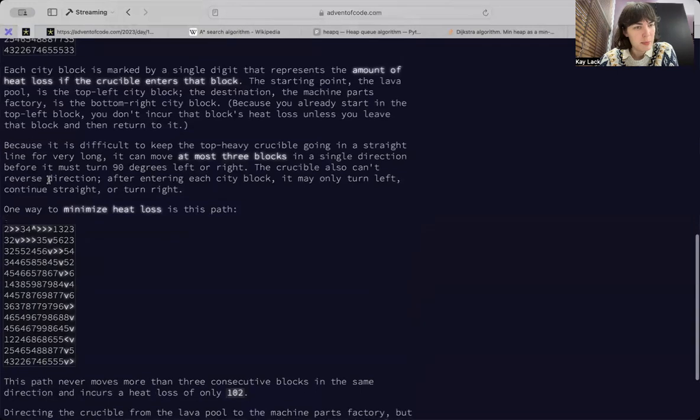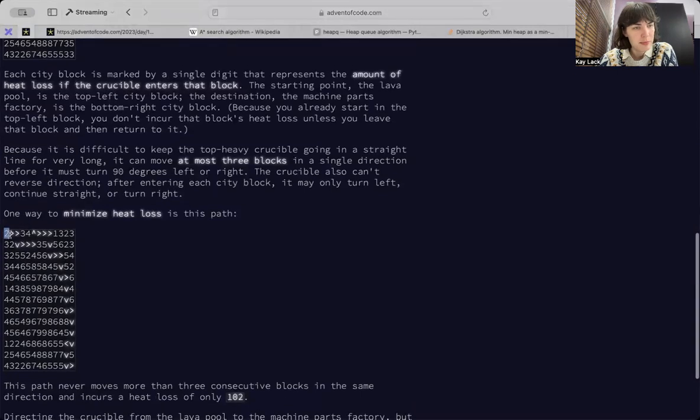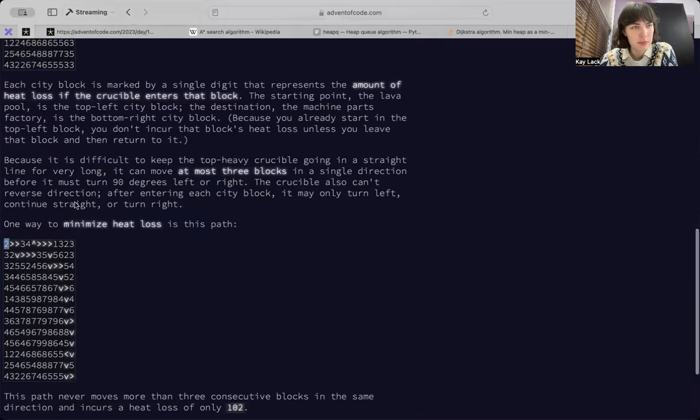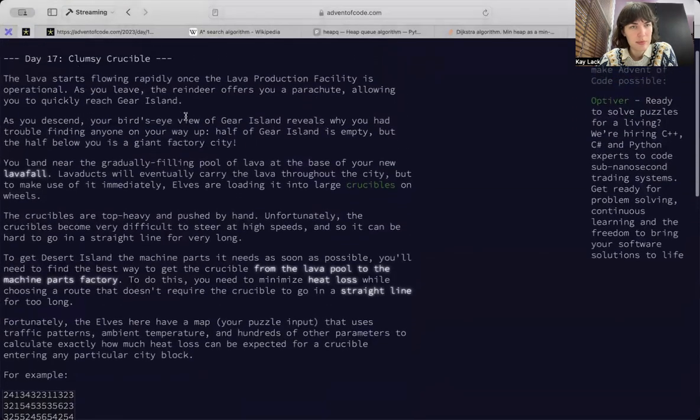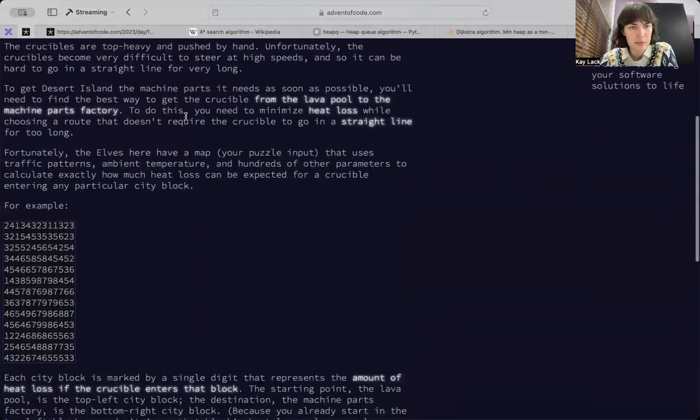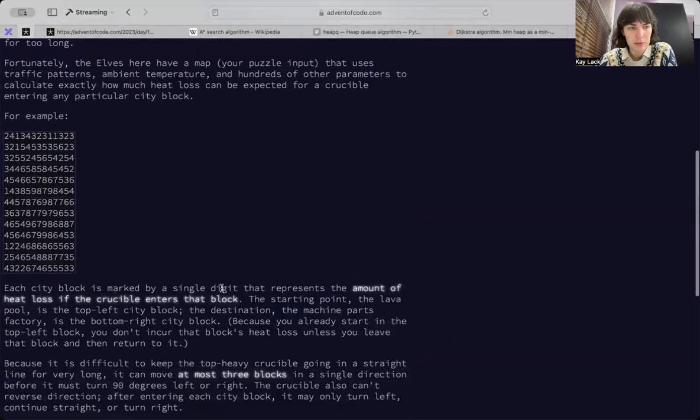Is this right? Let me see. Top left city block, the destination, bottom right city block. Okay, great. Because you already start in the top left block, you don't incur that block's heat loss unless you leave that block and then return to it. Okay. I can tell that will have already tripped some people up. Noted.